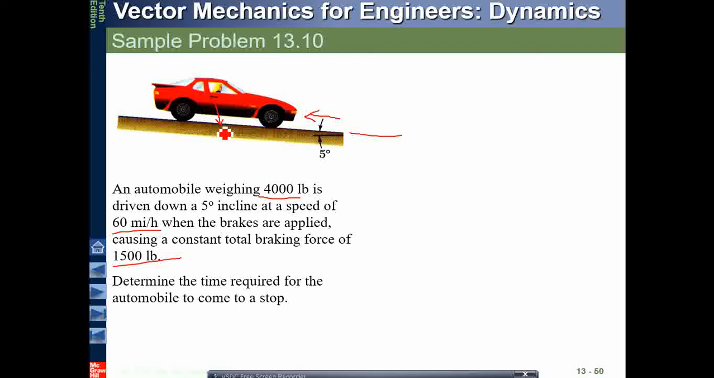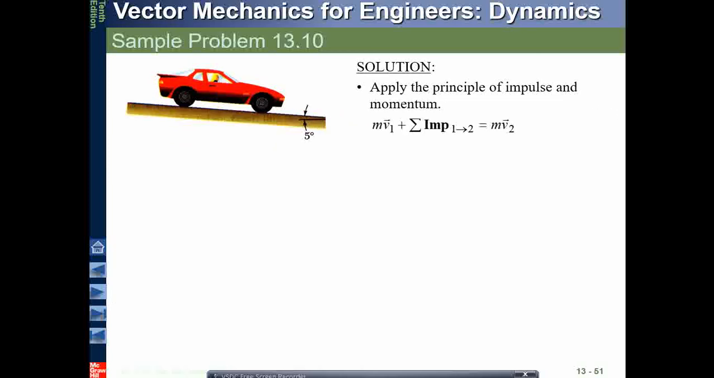acts in the downward direction. But since it has an inclination of 5 degrees, there will be one component of this weight W along the incline, and it provides a small impulsive force to this car. So there will be one component of the weight of the car, and that is only a component. So let's see how the impulse momentum can be applied on this.